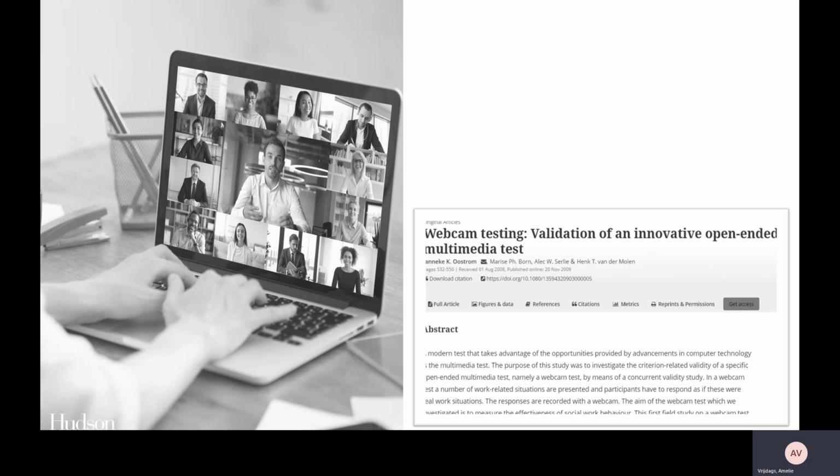For example, Oostrom and colleagues researched a webcam SJT, or situational judgment test, where participants are presented with different situations and have to react to those work-related situations in front of a webcam. Their reaction is then recorded and rated at a later time by an assessor.